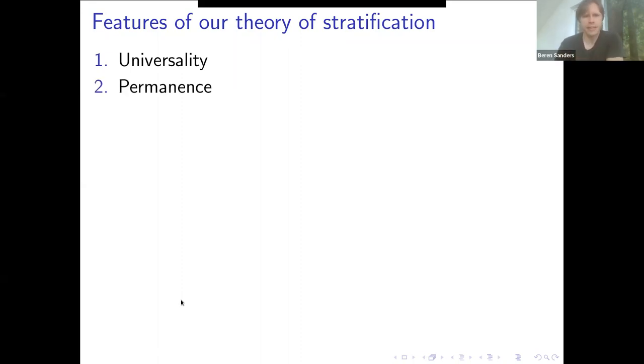So I'm sort of running out of time, but let me try to propagandize and explain some of the features of this theory of stratification that we developed in this paper. I want to discuss these features under three headings: universality, permanence, and generality. So the first thing, universality.